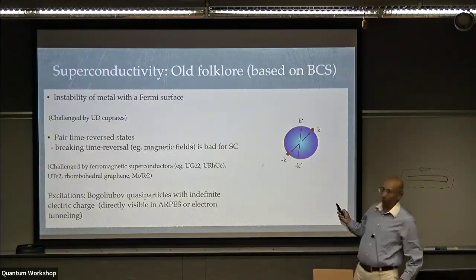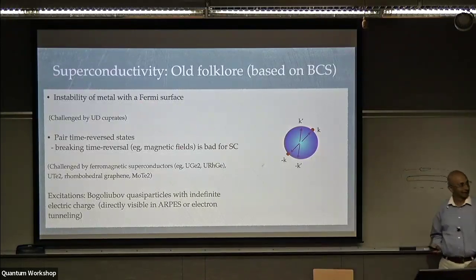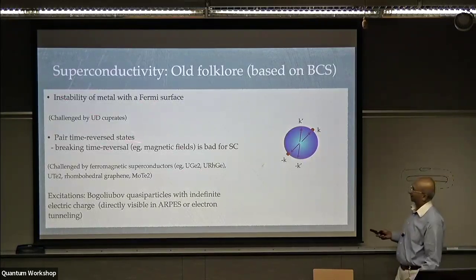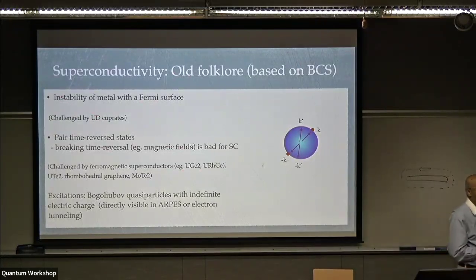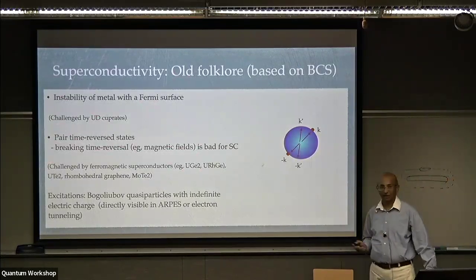So the standard folklore for superconductivity comes out of BCS, of course. According to this folklore, we think about superconductivity as an instability of a metal with a Fermi surface. Right? And this, of course, is challenged.